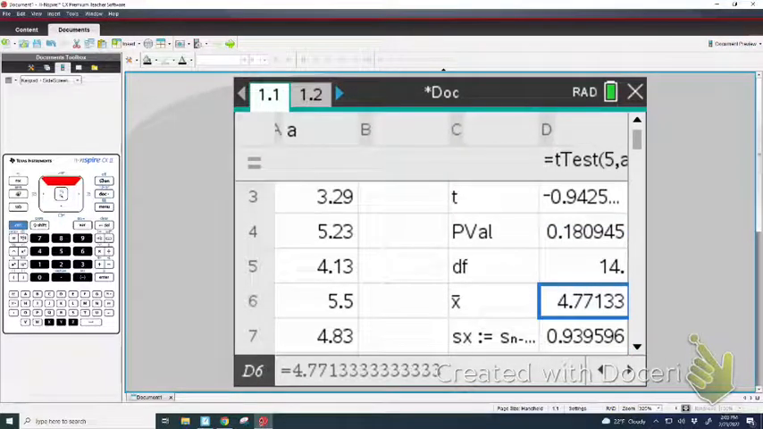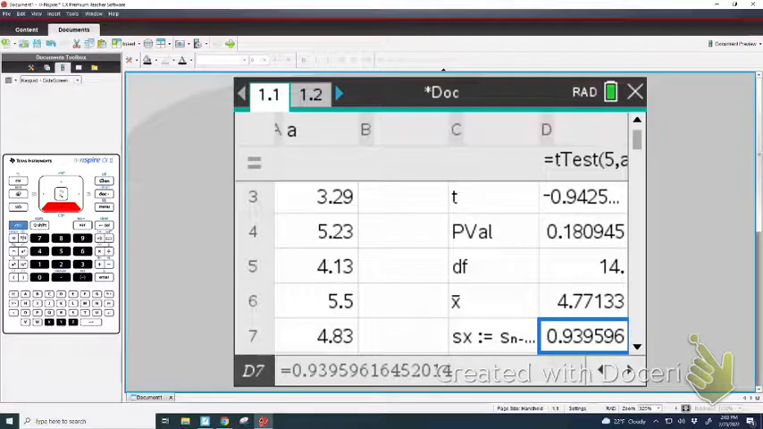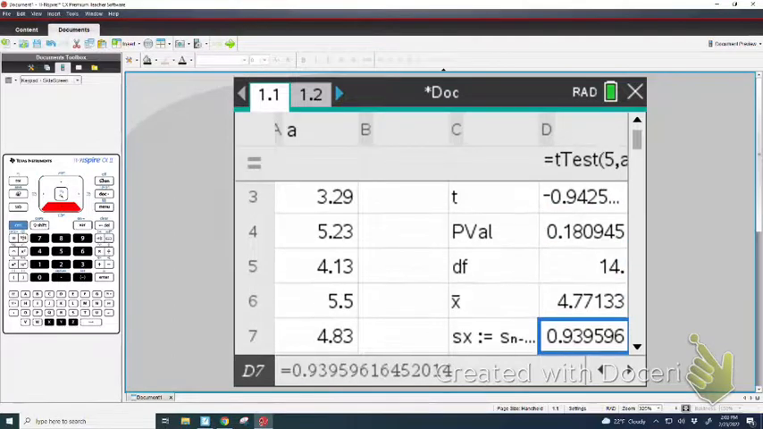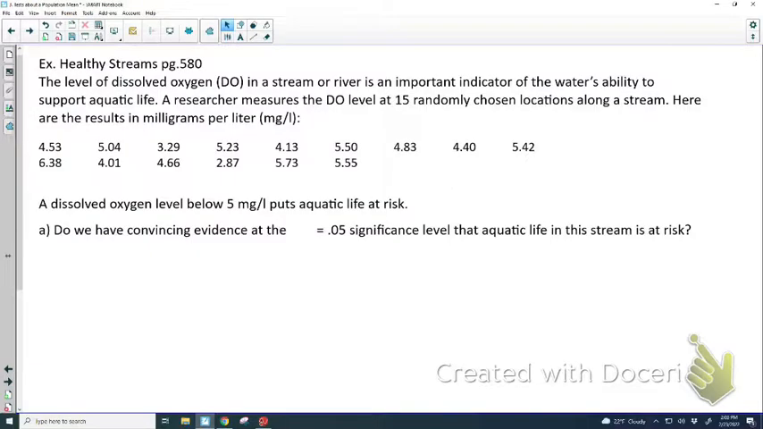There's the mean. There's the sample standard deviation right there. That's why we did a t-test, because this does not say sigma. Remember, this is based off of 15 random spots in the stream. It isn't the standard deviation. I don't know how you could possibly measure that. All right, let's solve this thing.